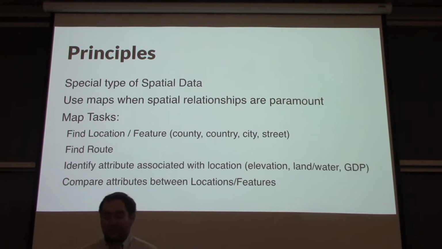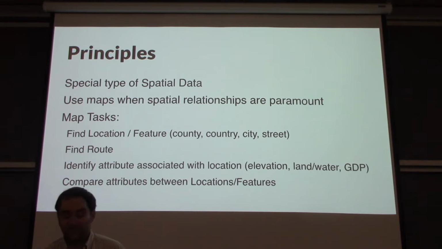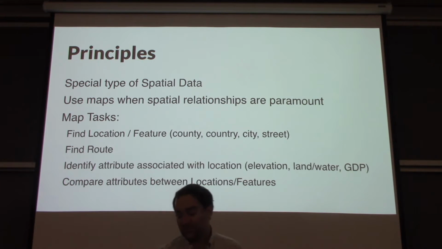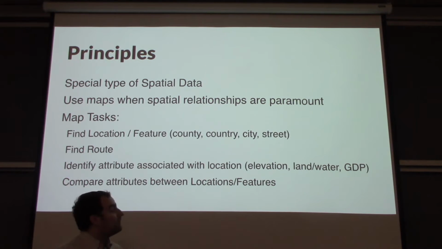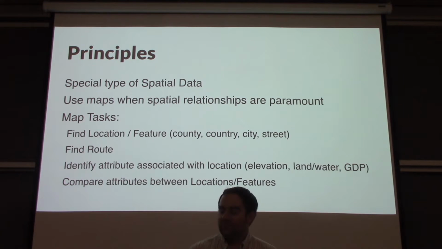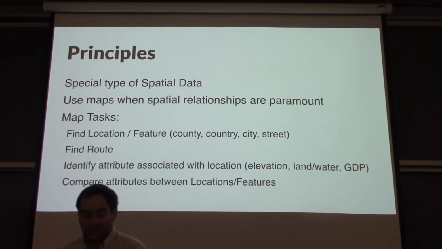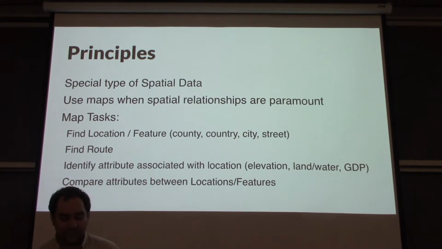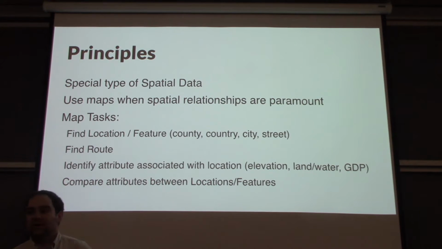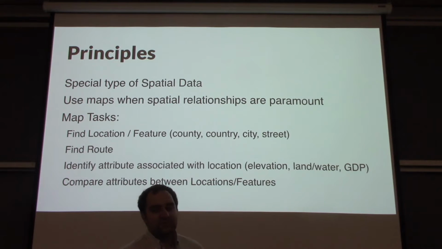The tasks that you can address with maps are finding a location, finding a feature, for example, a county, a country, a city, a street, a mountain, a river, or whatever, finding a route, connecting two points, or finding a path, and identifying associated attributes with locations. For example, the elevation at a certain point, whether it's land or water, the average GDP per county or per country, how many people live there, whether the people that live at this place own a gun, and so on. And of course you want to be able to compare attributes between locations and features. So you want to be able to understand what distinguishes New York City from San Francisco, for example.